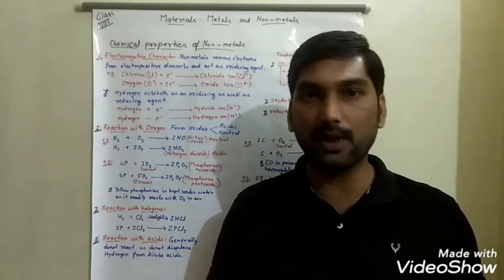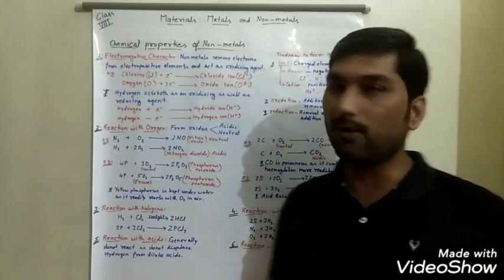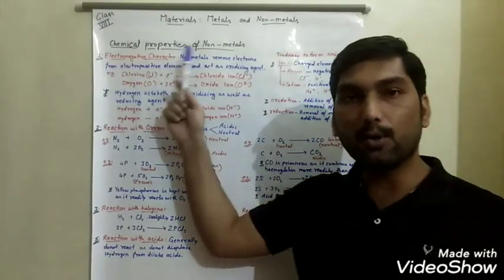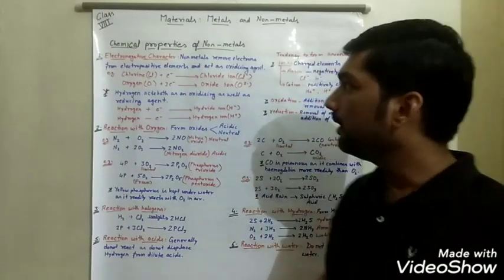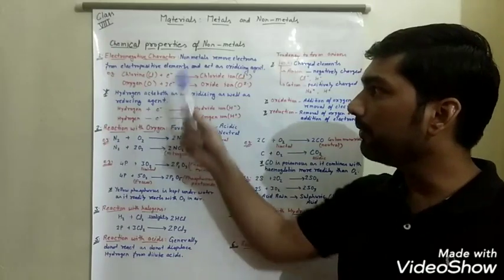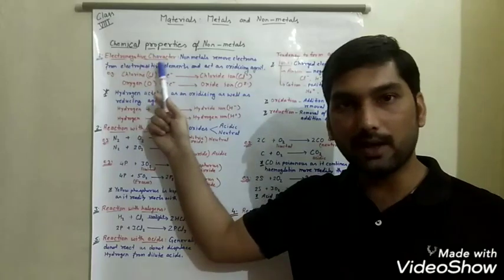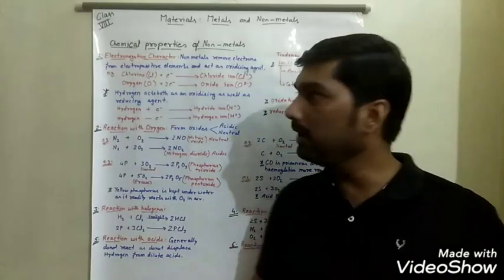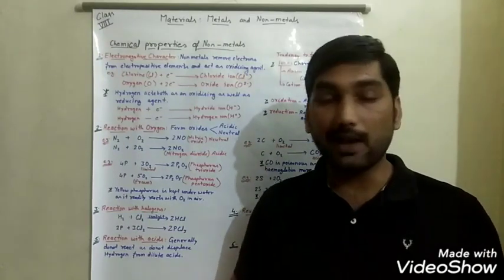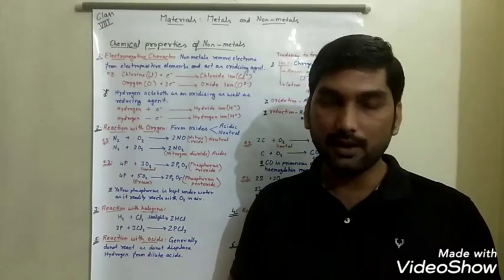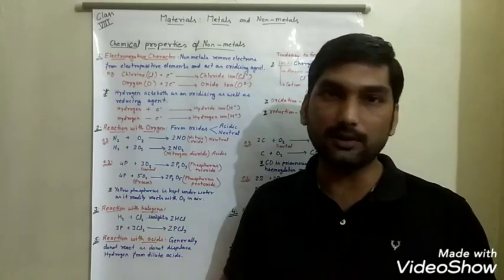of their physical properties. Today we are going to see another important topic from this chapter, that is the chemical properties of non-metals. So let's start. The first property of non-metals is what? Electronegative character. Electronegativity means the elements have a tendency to accept electrons from their surrounding elements.